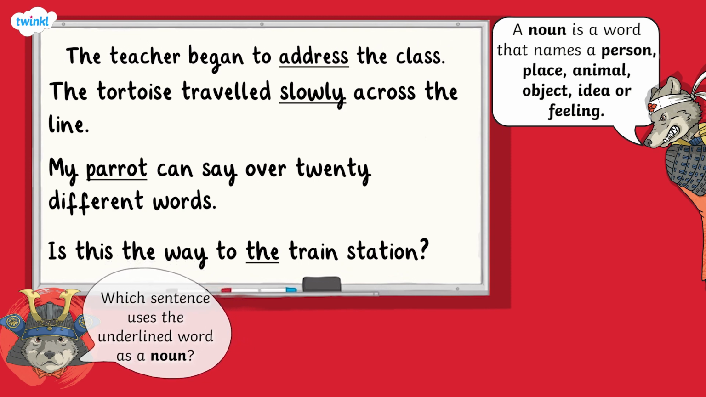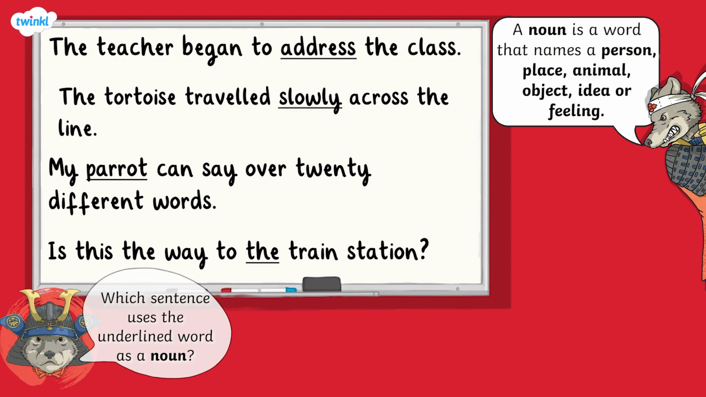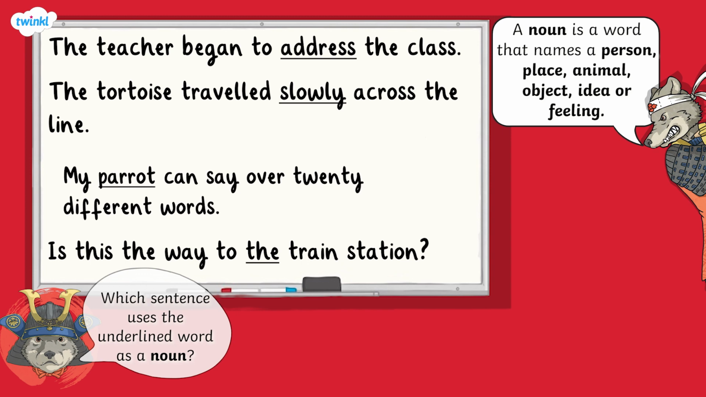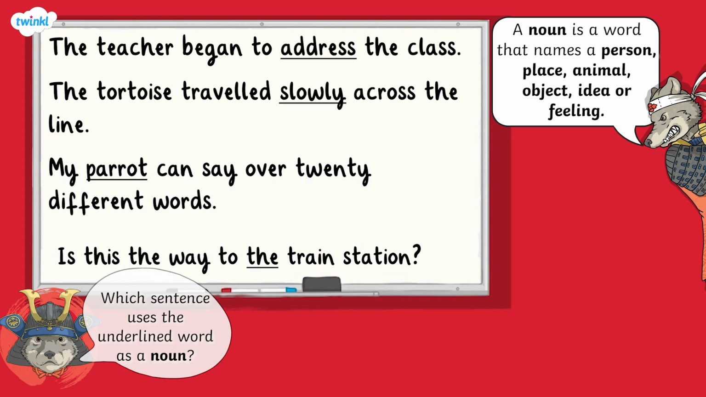The teacher began to address the class. The tortoise travelled slowly across the line. My parrot can say over 20 different words. Is this the way to the train station?